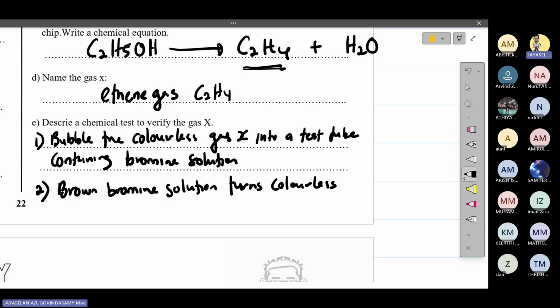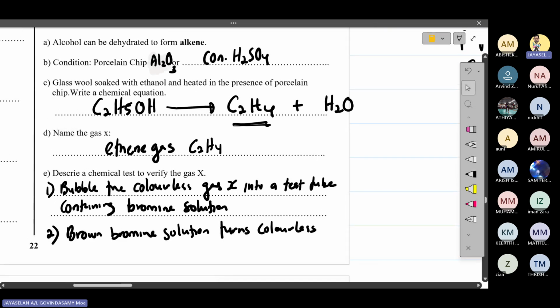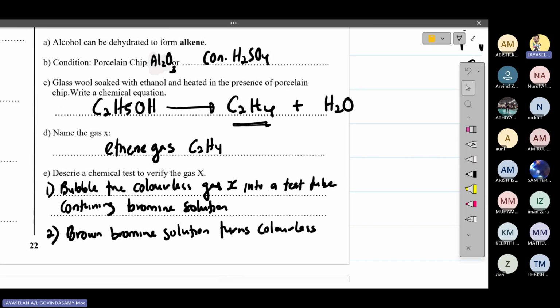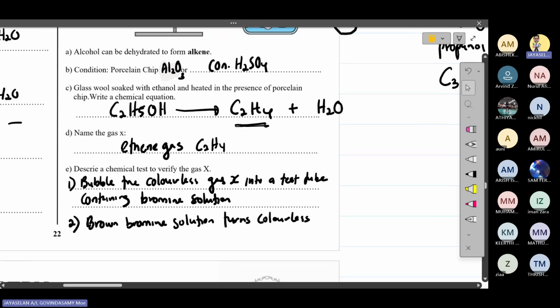Any question? So this you must memorize, okay. Amirul, do you understand? Does everyone understand? Nikhil, do you understand? Abhishek, do you understand? Yes, sir. Okay, copy down this. We go for the next part.